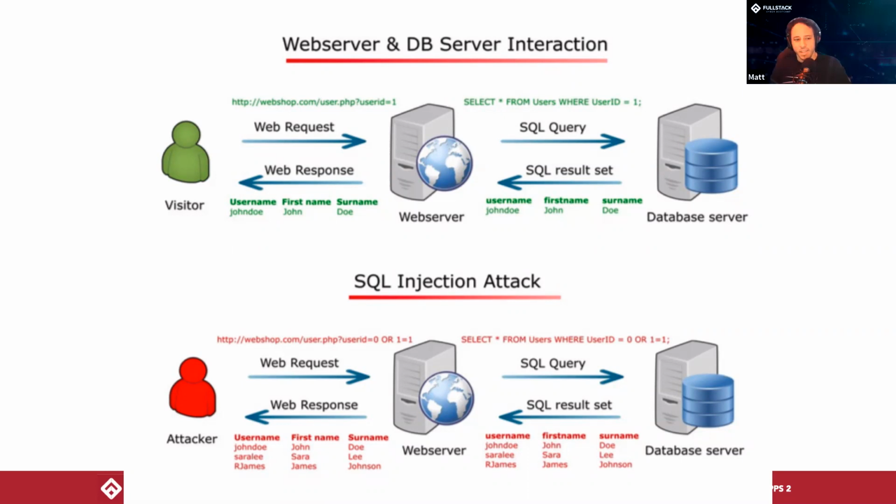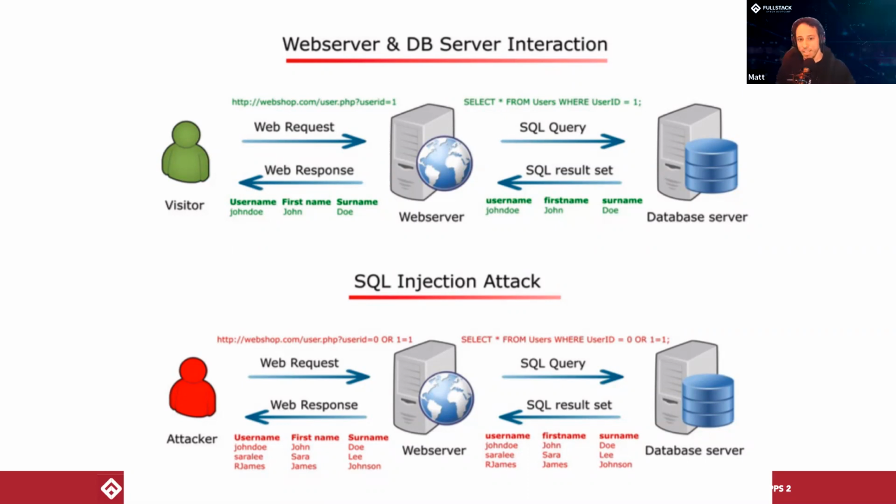http://webshop.com/user.php, and then you see question mark user ID equals 1. Right? That's some parameter where it probably looks like I'm looking for some information about user ID number 1. Right? So I make that request. The web server doesn't know anything about that, so he has to go ask the database server. Right? That's where we store everything.